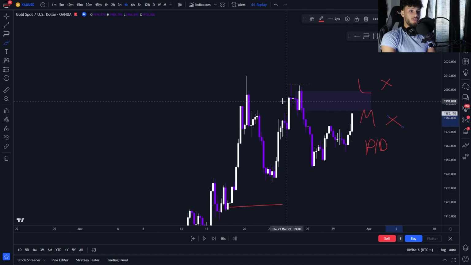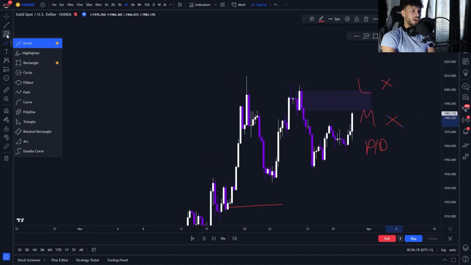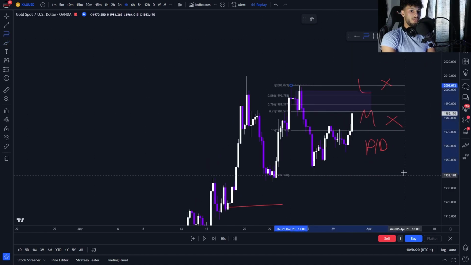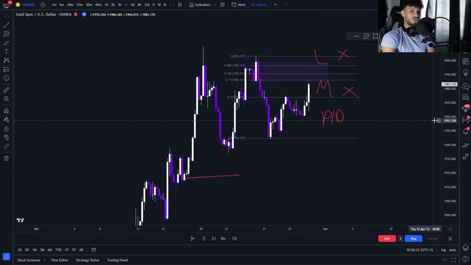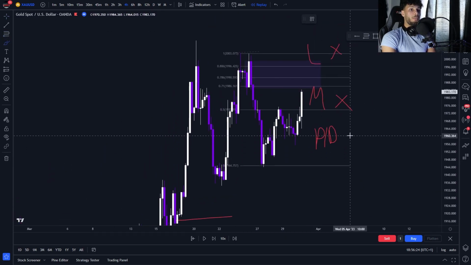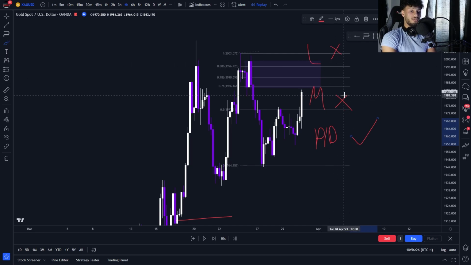Are we in discount? Yes, we are. Are we in premium or discount? Yes, we are, because right here we are in premium. So it's an expensive pricing, which is good. So it ticks it right here. But because we have an X in two of them, and we needed to have ticks in all three for a valid setup, this one is not valid.